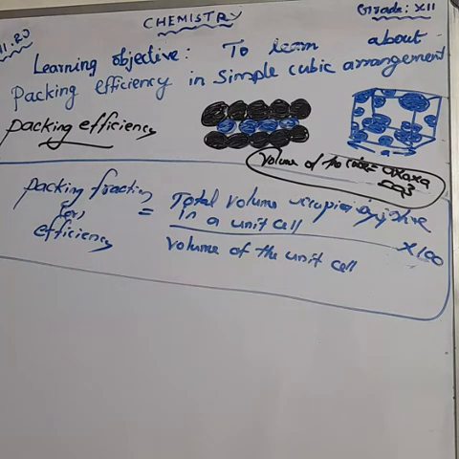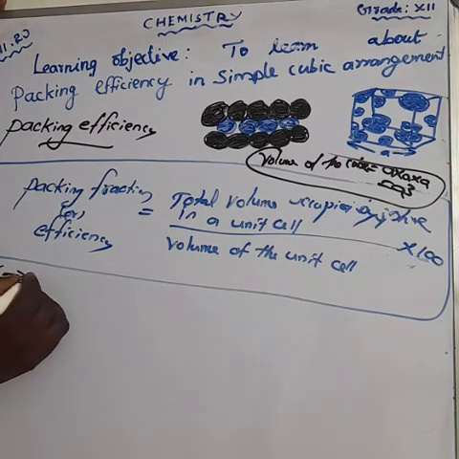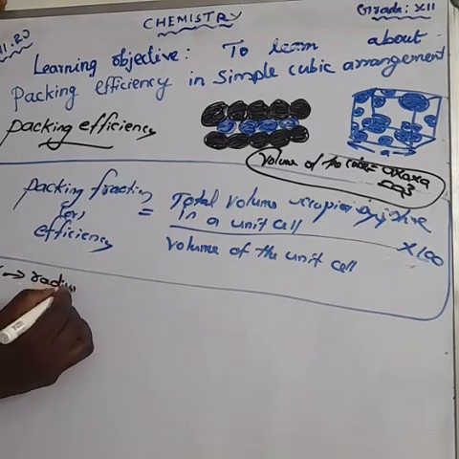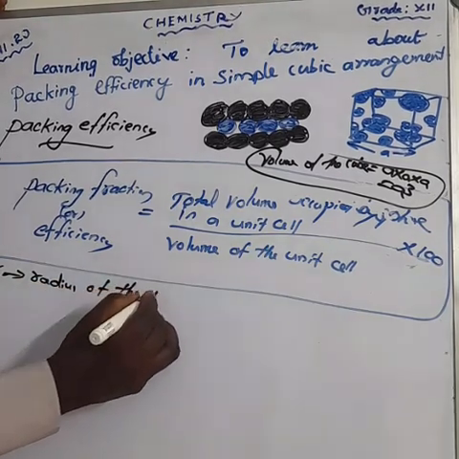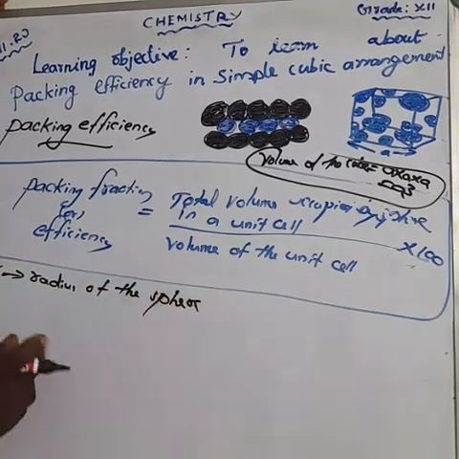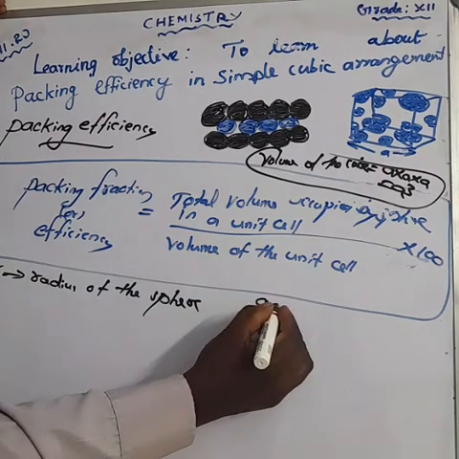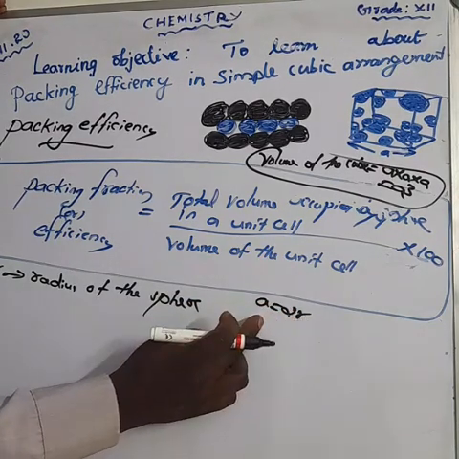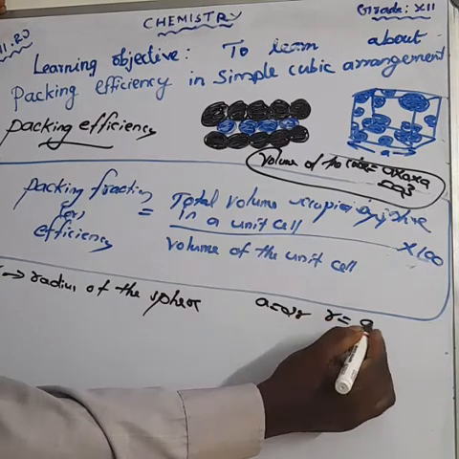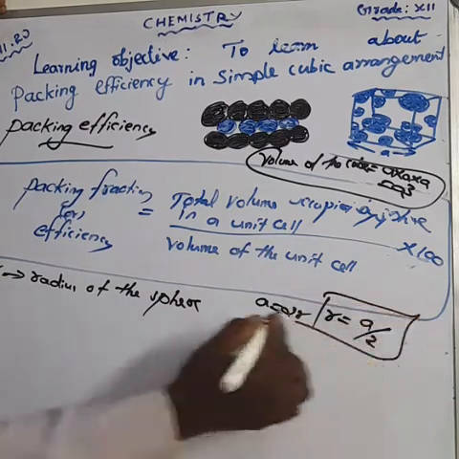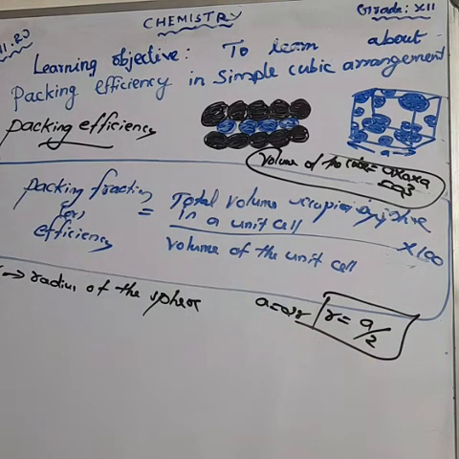Here, let R be the radius of the sphere. In this figure, A is equal to 2R. Okay, A is equal to 2R, so R is equal to A by 2. A is equal to 2R, and R is equal to A by 2.